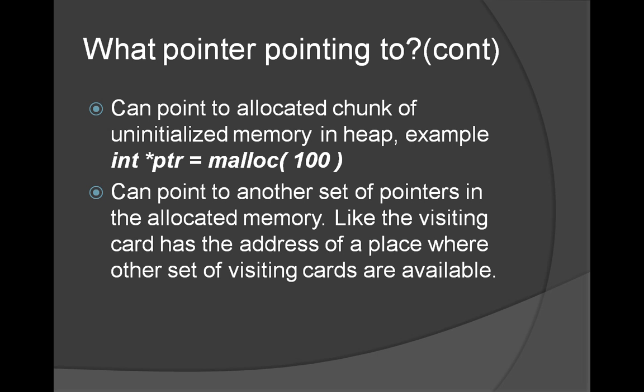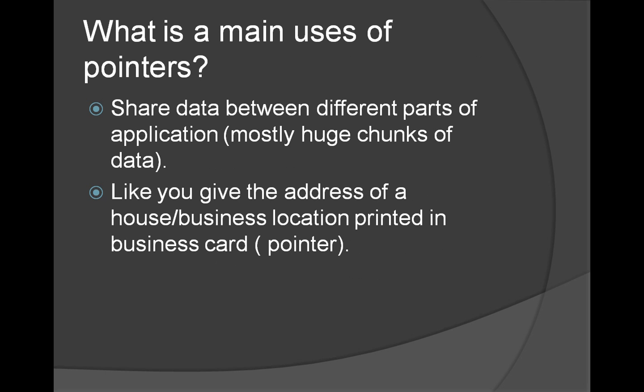We'll see malloc later. The point here is that it can point to a valid memory location, which is normally the case. It can point to another set of pointers, as I mentioned before, in the allocated memory. What are the main uses of pointers? There are many uses of pointers, but all of them revolve around pretty much one single use: sharing data between different parts of the application, mostly huge chunks of data.